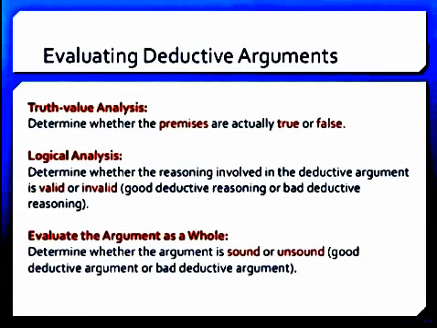However, there are several different ways in which you can have an unsound argument. You can have a deductive argument that has at least one premise that is false, which makes it unsound. However, it may also have valid good reasoning. Or you can have an unsound argument that has all true premises, but it is invalid in reasoning. Or you can have a deductive argument which fails in both truth-value analysis and logical analysis in that it has at least one premise that is false and invalid reasoning.